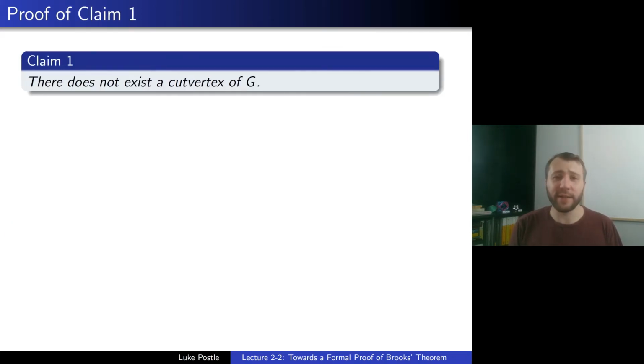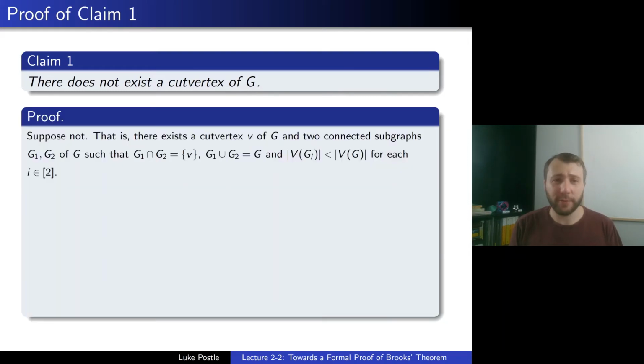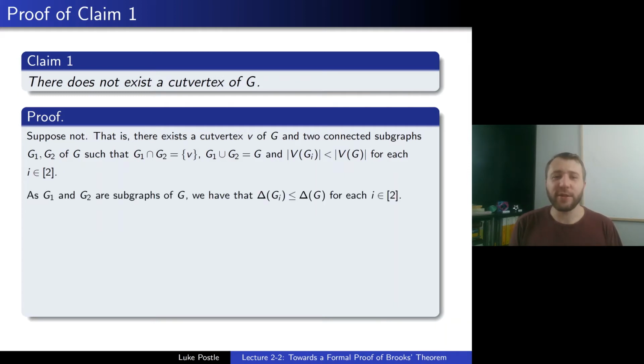Claim 1: there does not exist a cut vertex of G. Proof: again, let's start with "suppose not," we'll go by contradiction here as well. So we could just say what that is: there exists a cut vertex v of G, and more formally there are then two connected subgraphs G1, G2 of G such that G1 ∩ G2 = {v}, so they only intersect in this vertex v, and G1 ∪ G2 is the whole graph G, and of course they're both smaller in the number of vertices. And as G1 and G2 are subgraphs of G, we have rather easily that the maximum degree of Gi is at most the maximum degree of G, for each i in {1, 2}.